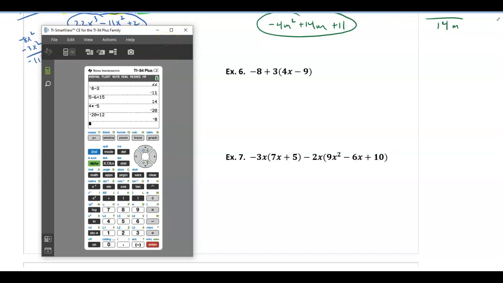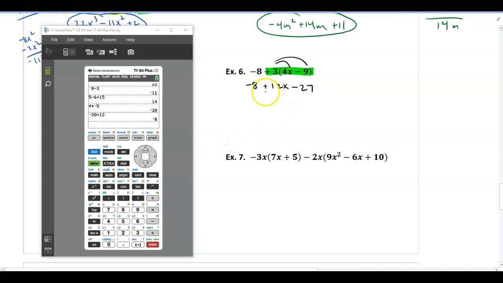Number 6 is a tricky problem, and a lot of students will make mistakes on this. Remember, you cannot do any operation outside the parentheses until you get rid of the parentheses. So a common mistake is everybody will do negative 8 plus 3, but I can't do that. I actually have to distribute here first. So that becomes negative 8, then 3 times 4x is plus 12x, 3 times negative 9 is minus 27.